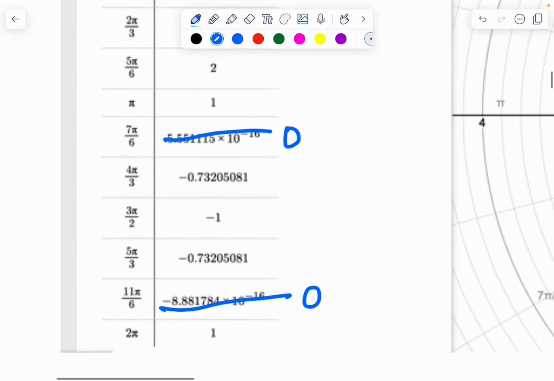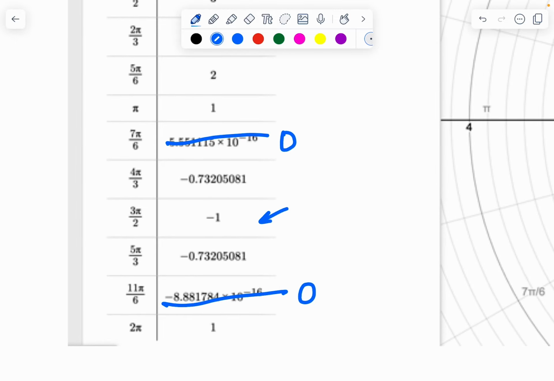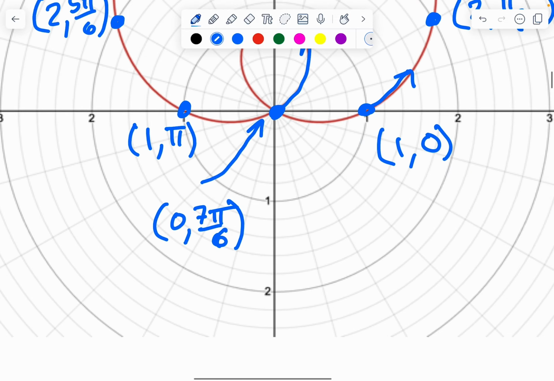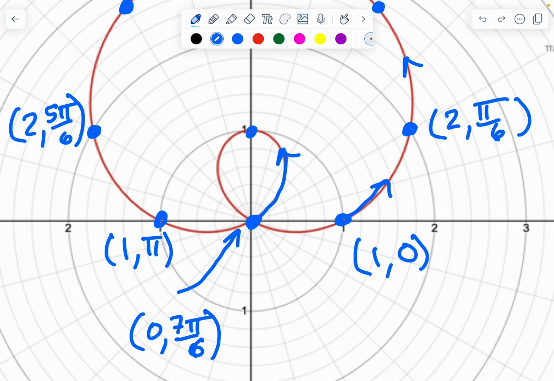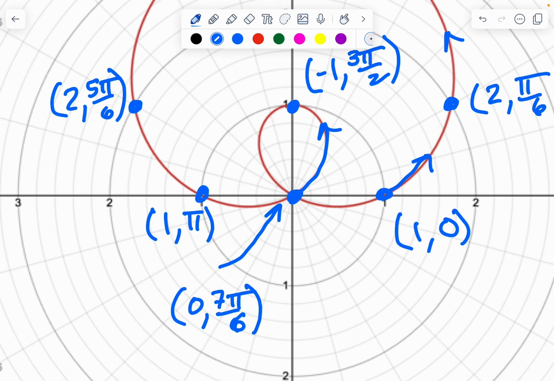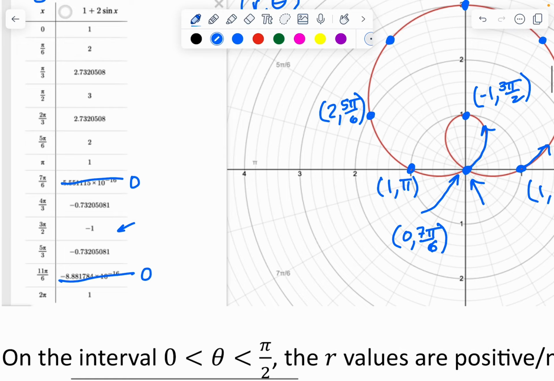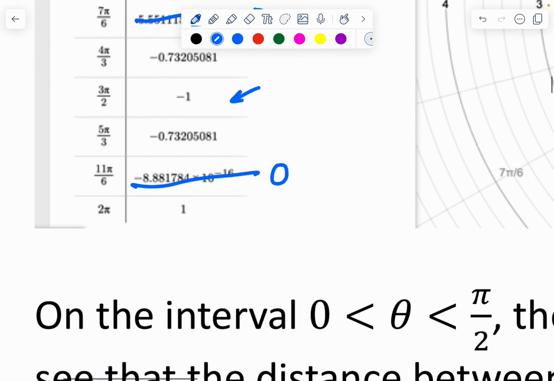If you notice, 3 pi over 2 has a radius of negative 1, which means instead of coming this way, we turn around and go the opposite way, and that gives us this point. So this is the point r equals negative 1, theta equals 3 pi over 2. And then we get back to the pole. Where else did we have 0 in our table? At 11 pi over 6.